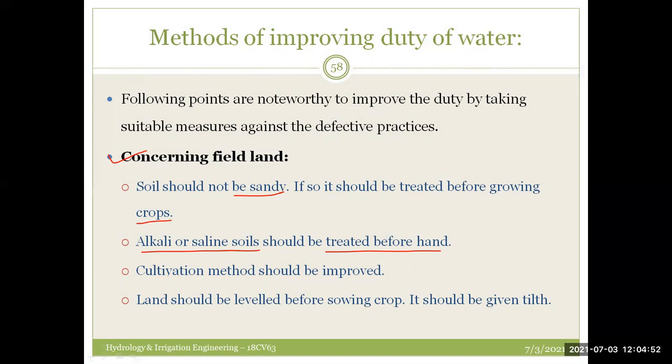before the cultivation. Also, the methods used for cultivation should be improved. You have to depend on more modern methods of cultivation, where you can increase the duty of water. Also, the land should be properly leveled before sowing the crops, and it should be given a good tilth. I hope you remember, good tilth means the arrangement of soil particles should be good. It should have a good structure, then only it will increase the duty of water.